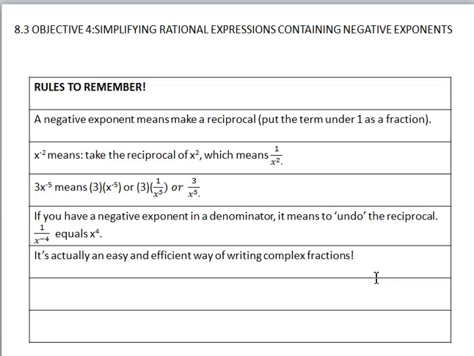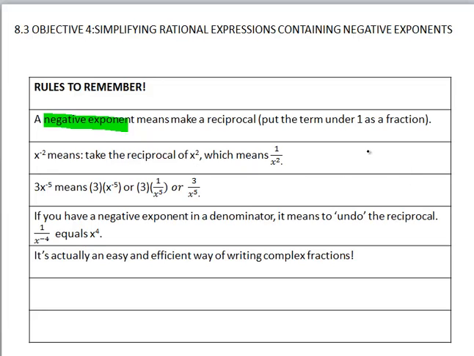I do want to remind you a couple of things about exponents. If you have a negative exponent, that means to make a reciprocal. Put the term under 1 as a fraction. So for example, if you have x to the negative 2, that means take the reciprocal of x squared and you'll end up with 1 over x to the second.